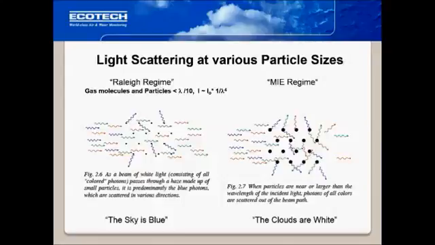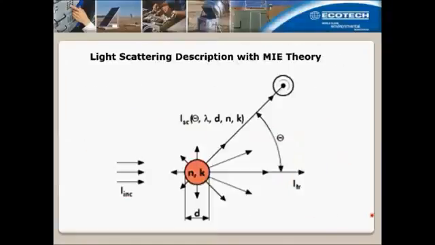When you look a little bit closer, you have the incoming light to a particle. The particle scatters the light at a given angle, and you have a detector here that measures the intensity, and the intensity is dependent on the scattering angle, the wavelength of the light, the diameter of the particles, the refractive index of the particles, and the imaginary part of the refractive index, so you have some absorption with it too.